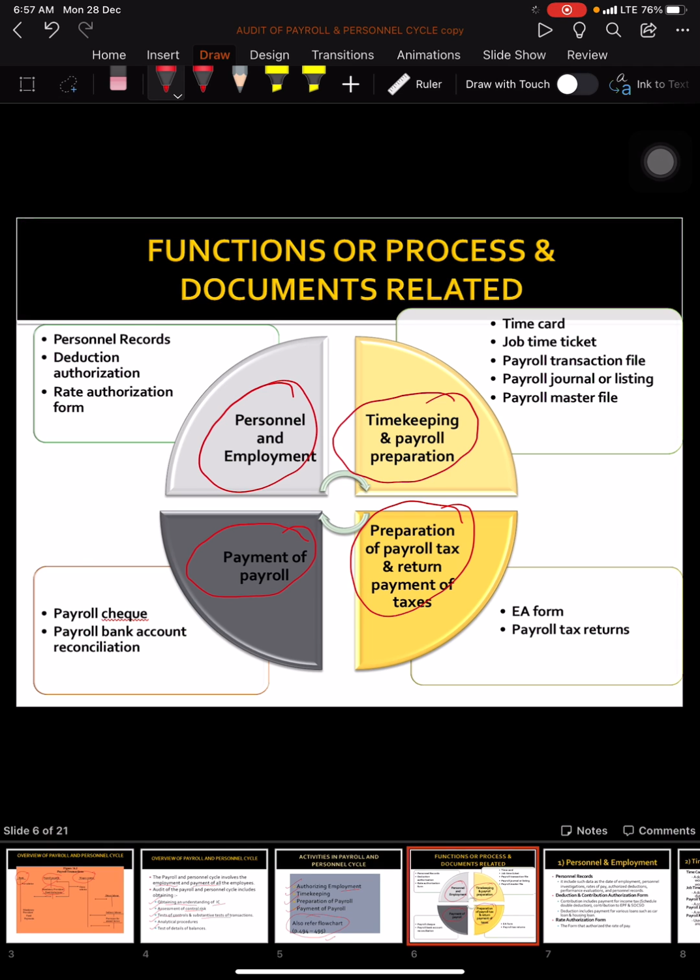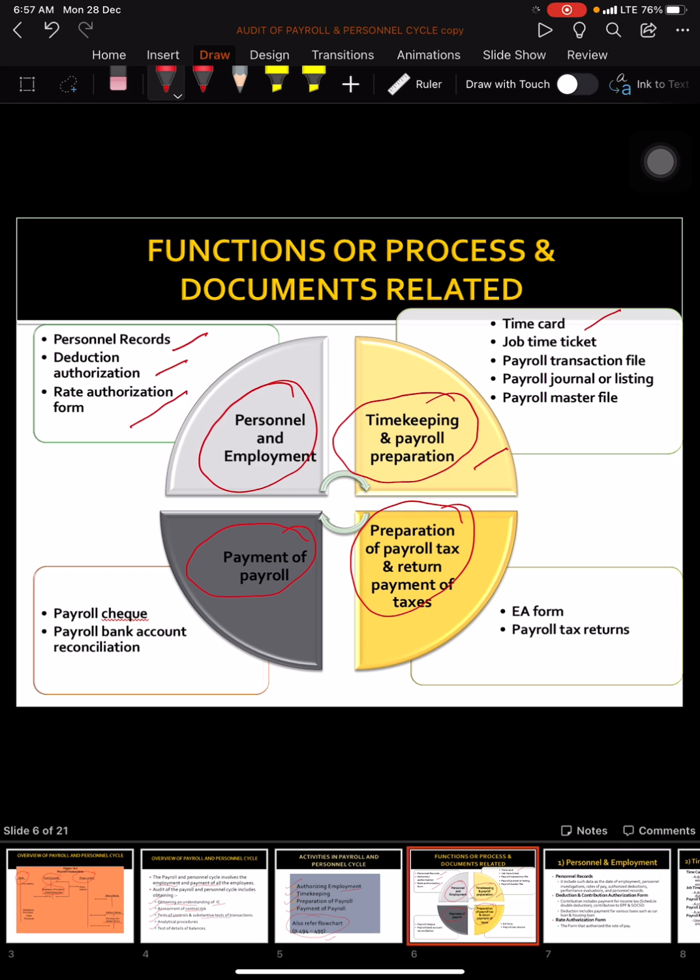All right, this one will refer to the personnel record, meaning the file of the individual, and then they are going to see the deductions. It means something like the EPF and other deductions, and then the rate of the authorization. So they have to look at this one. In terms of record keeping, they have to see the time card or the punch card. It depends on the company. Maybe they are using fingerprint and so on.